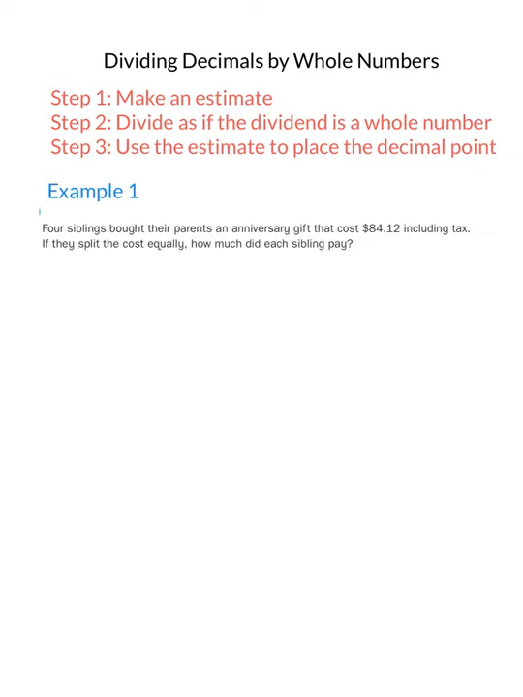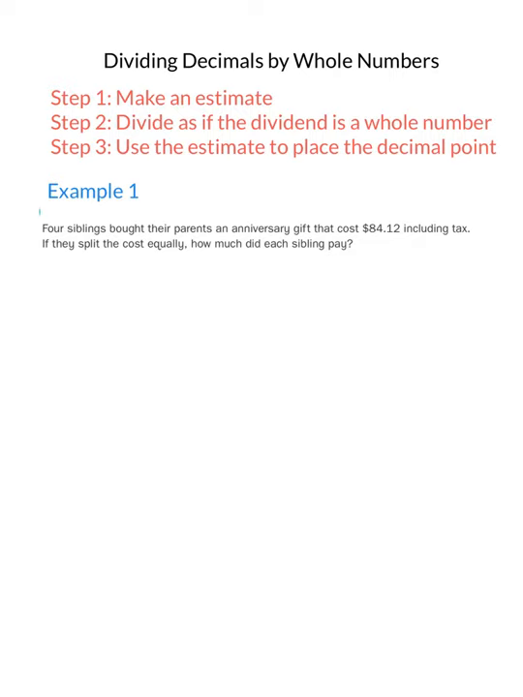And these steps should look pretty familiar because these are the same general steps that we used when we multiplied decimals. So step number 1, we're making an estimate. And then step number 2, we're dividing as if the dividend were a whole number. So we're ignoring that decimal point as we're doing our math calculations. And then in step number 3, we're using our estimate to place that decimal point in our answer to get the actual answer to the division problem that has the decimals in it. So let's look at this example that I have here, and we're going to take it through the 3 steps to look at how we would solve a problem like this when we're dividing decimals.